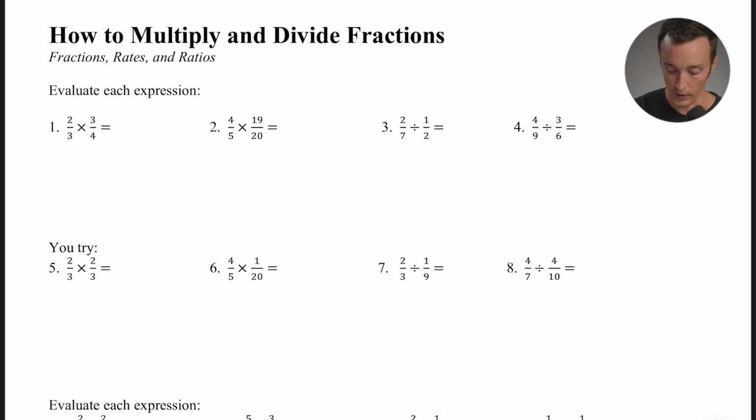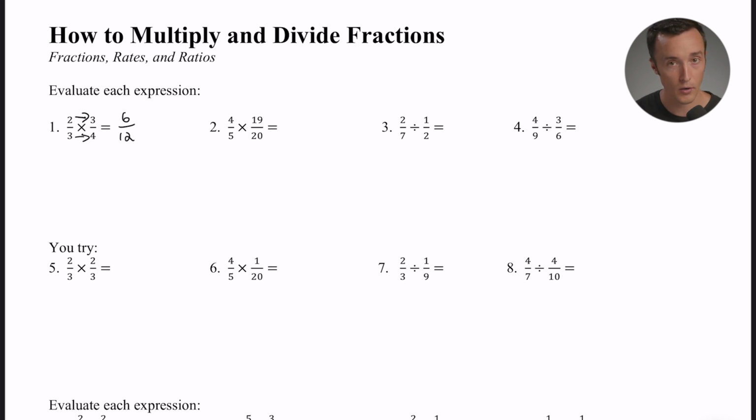So let's look at number 1, for example, where I've got 2/3 times 3/4. So I'm going to take the 2 times the 3 to get 6. That's going to be my numerator. And multiply the bottoms. 3 times 4. That's going to give me 12. And that's our new denominator. So 6/12. Now we're done unless we can simplify.